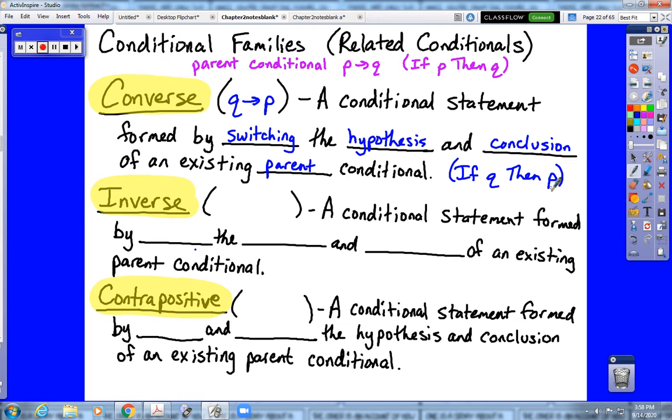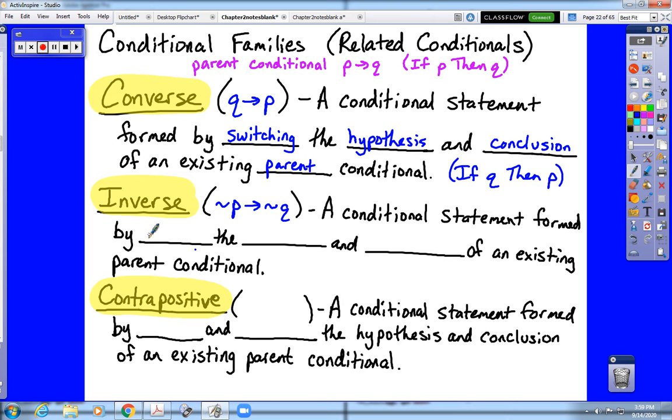The second related conditional, named the inverse, is similar, but instead of switching, we negate. We take the statement not P implies not Q. It is a conditional statement formed by negating the hypothesis and conclusion of an existing parent conditional. So it's the statement if not P, then not Q.